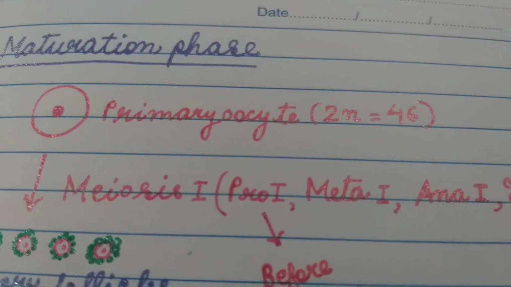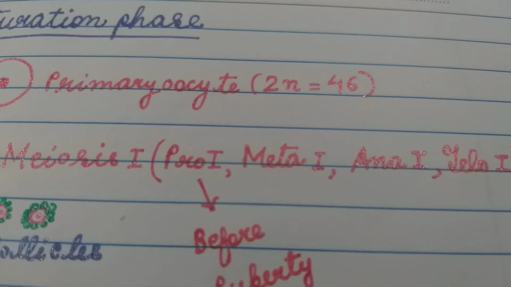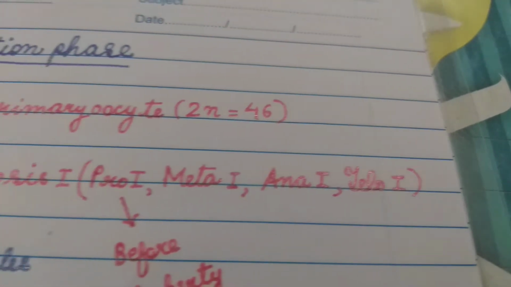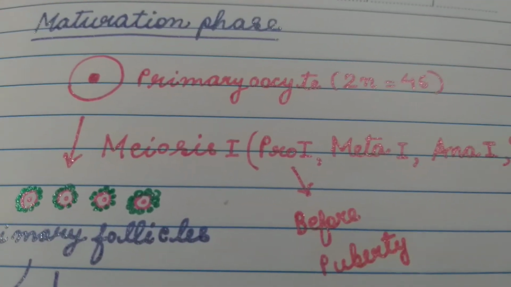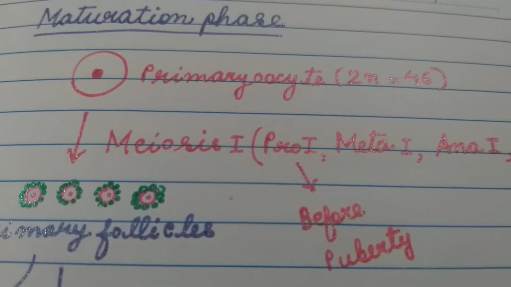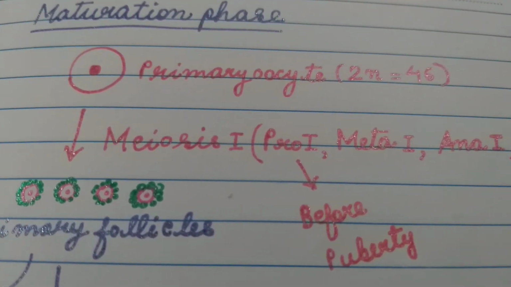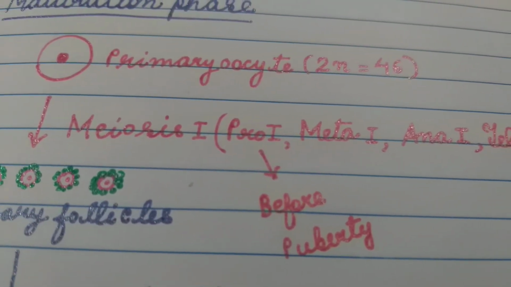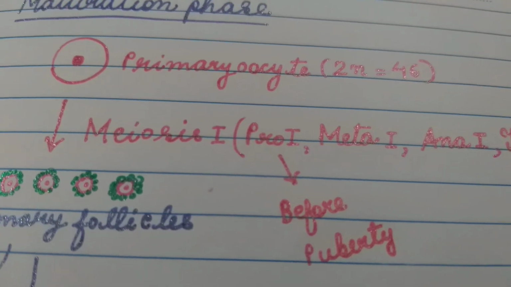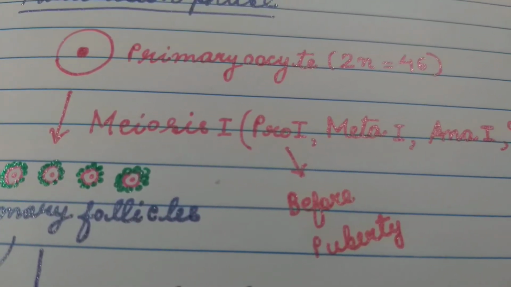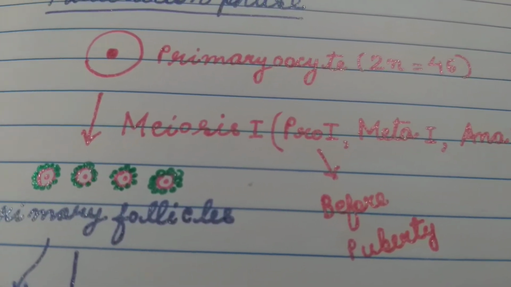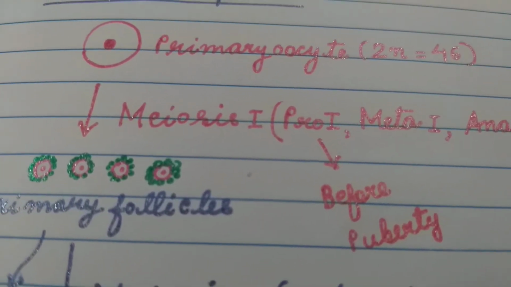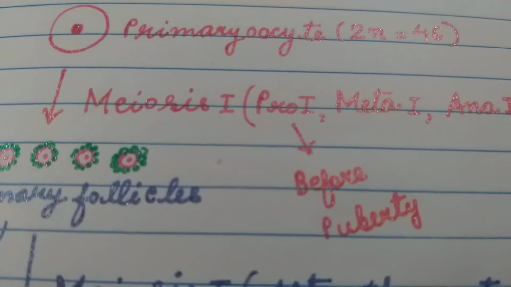Now first meiosis consists of prophase 1, metaphase 1, anaphase 1, telophase 1. First meiosis begins before the onset of puberty, but it is temporarily arrested after prophase 1. It does not occur till the onset of puberty. Meiosis 1 is temporarily stopped. It is temporarily arrested after prophase 1.